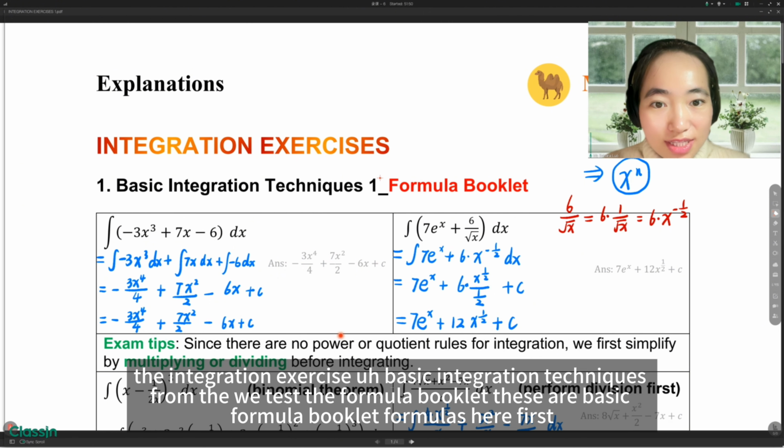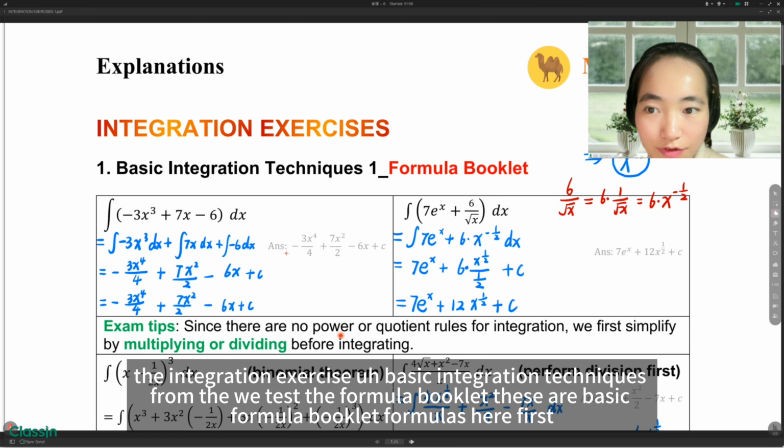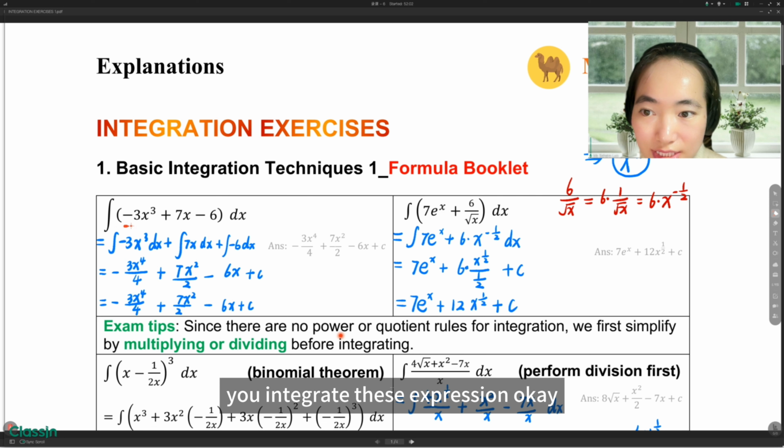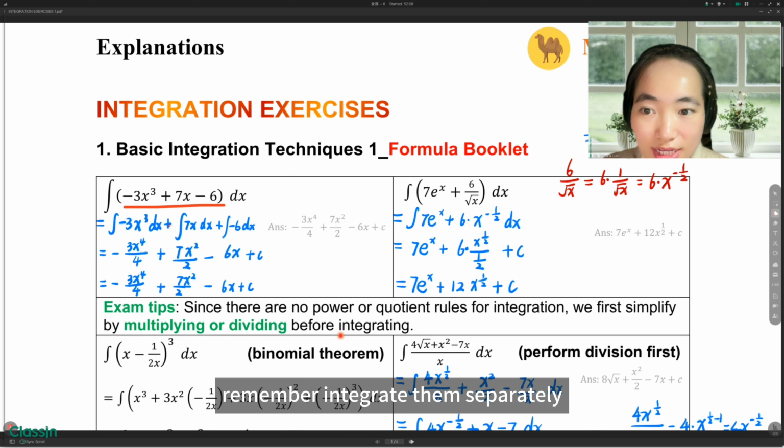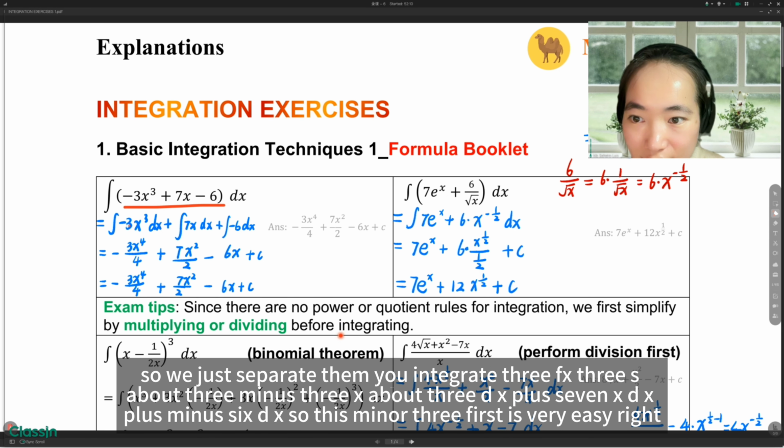Here, the integration exercise. Basic integration techniques from the formula booklet. These are basic formula booklet formulas. First, you integrate this expression. Okay, we can integrate them separately. Remember, integrate them separately. So we just separate them.